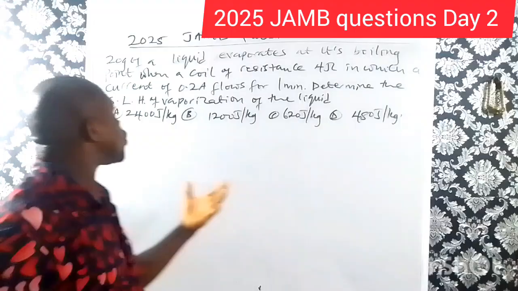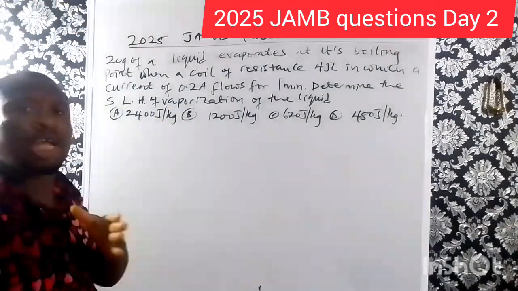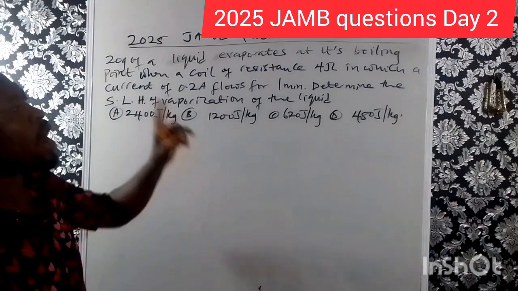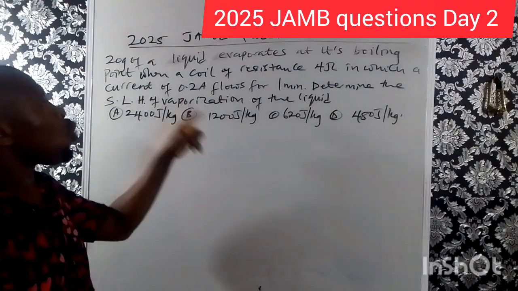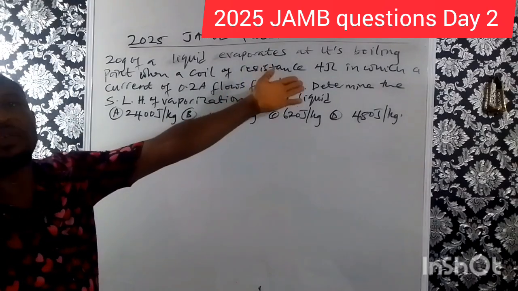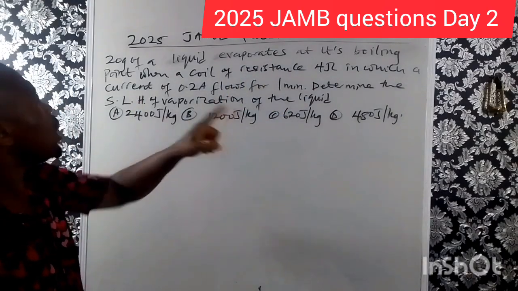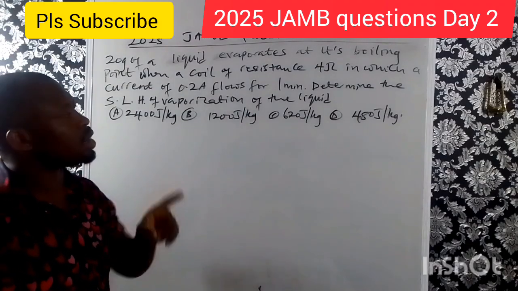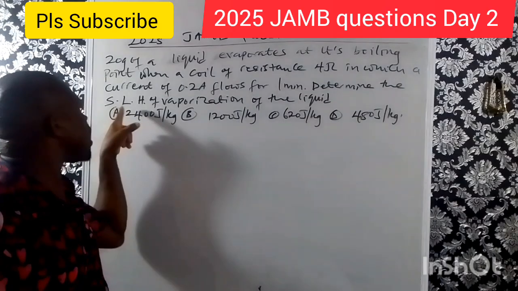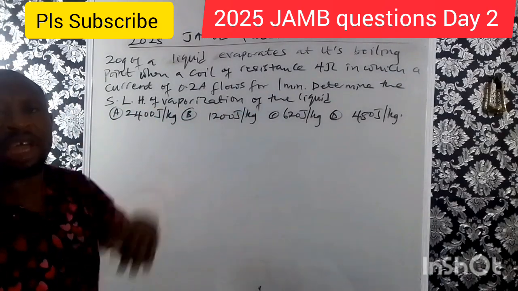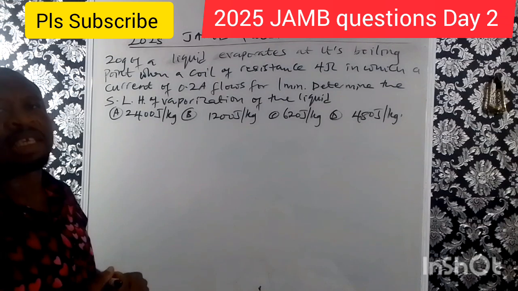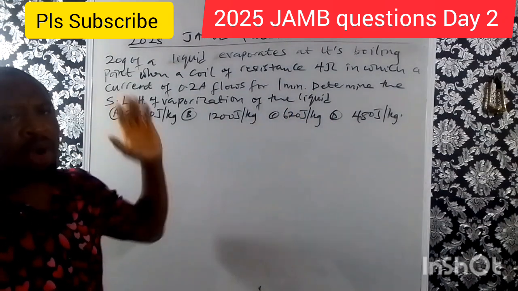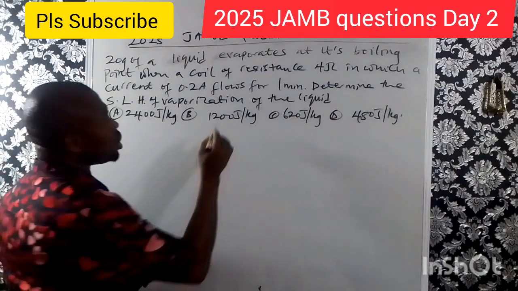We have this question on the board, and this question says 20 grams of liquid evaporates at its boiling point when a coil of resistance 4 ohms in which a current of 0.2 ampere flows for 1 minute. Determine the specific latent heat of vaporization of the liquid. Now the answer must be among those options there.